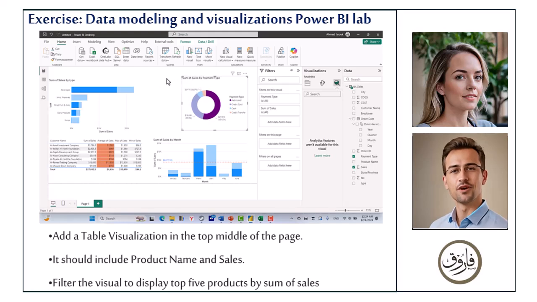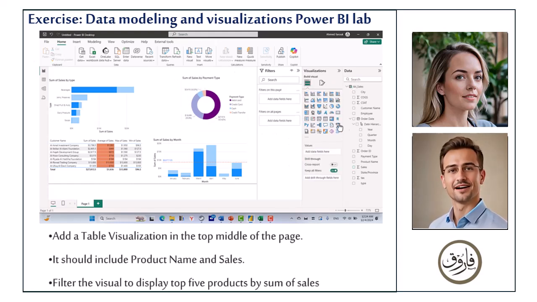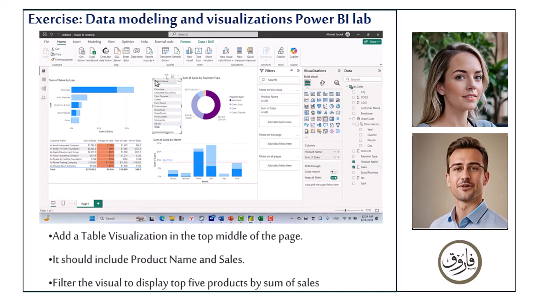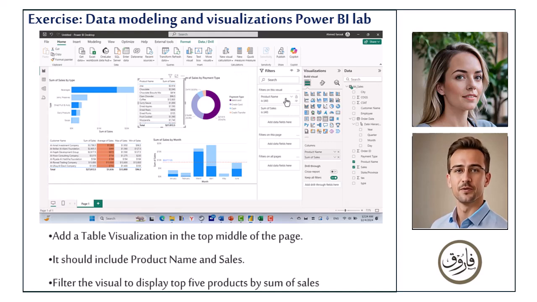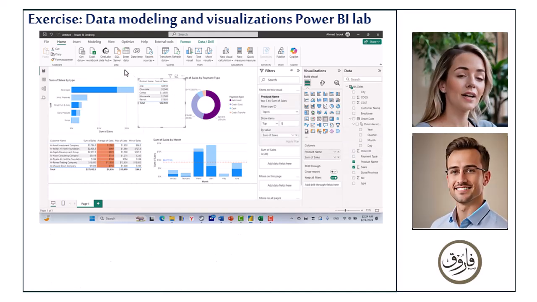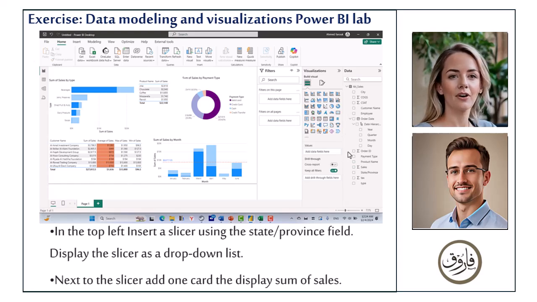Next, we'll add a small table to display the top 5 product names. Click on a blank area, select the table visual, add the product name and sales fields, then go to Filter on this visual. Under Product Name, change the filter type to Top N, set it to 5, and add Sales as the value. Finally, we'll add a slicer and a card.